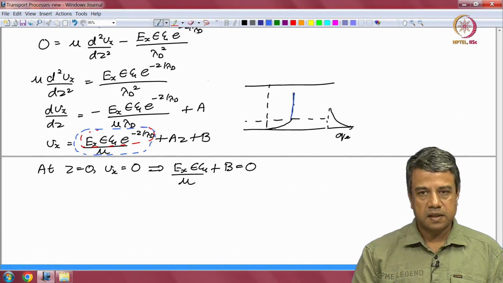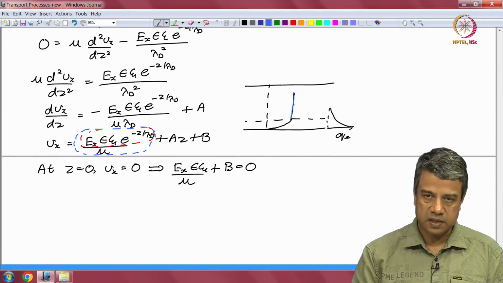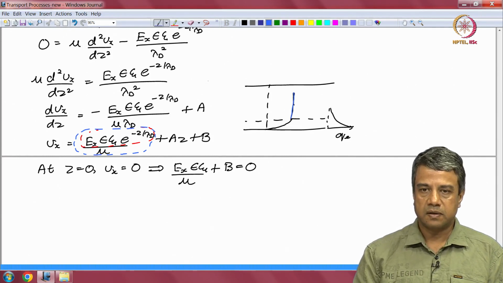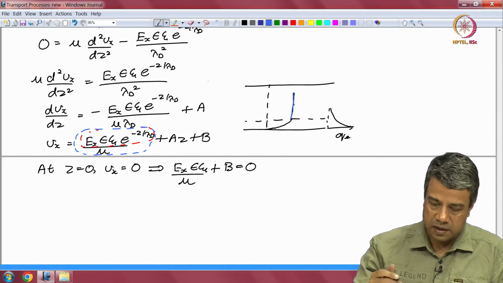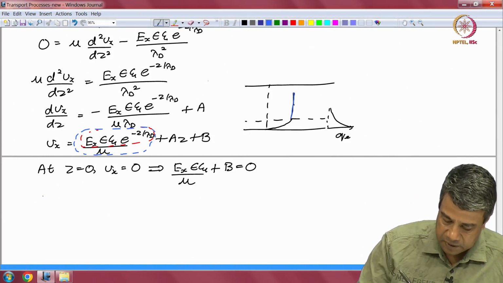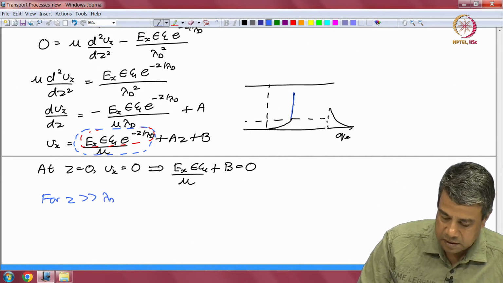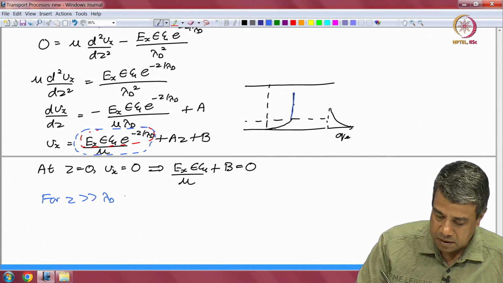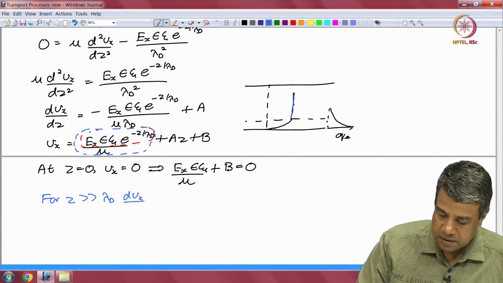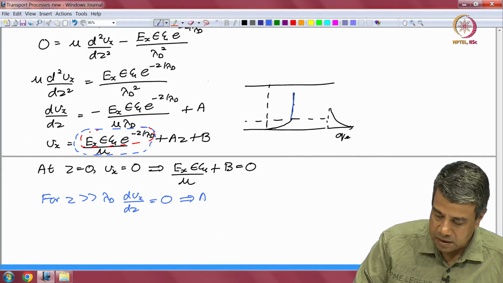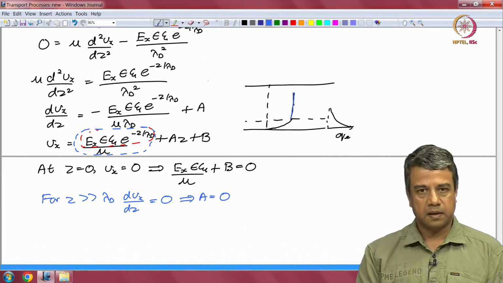So, this implies that you cannot have a slope of the velocity where there is no forcing, where there is no body force. You cannot have a slope in the velocity profile. That means that for z much larger than the Debye layer thickness, I should have dVx by dz equal to 0, which implies that A is equal to 0.